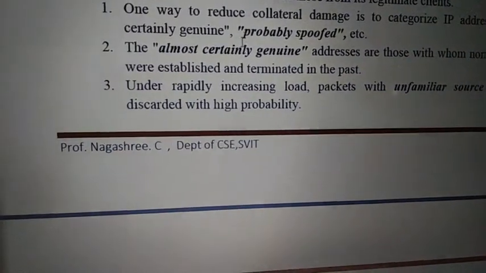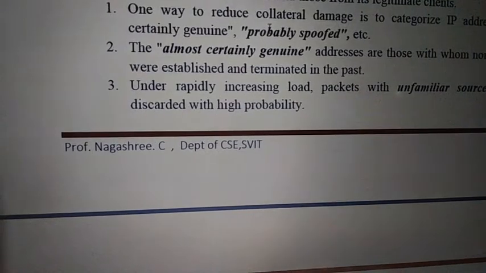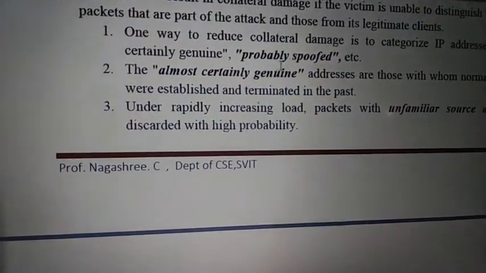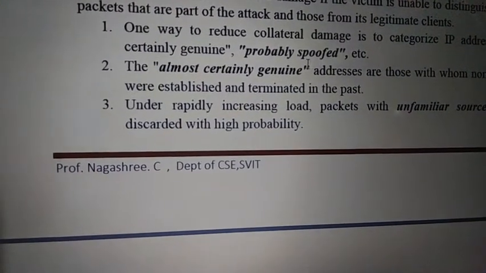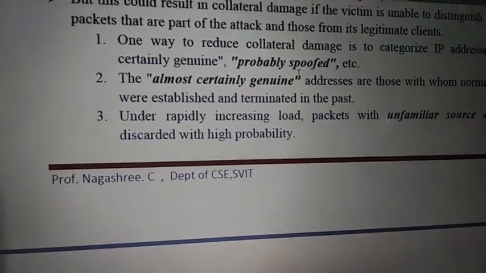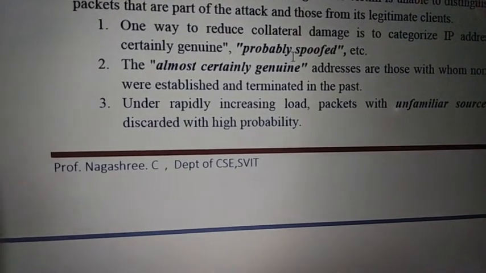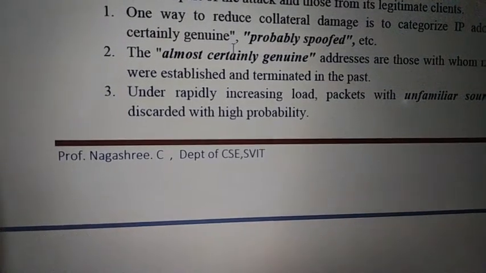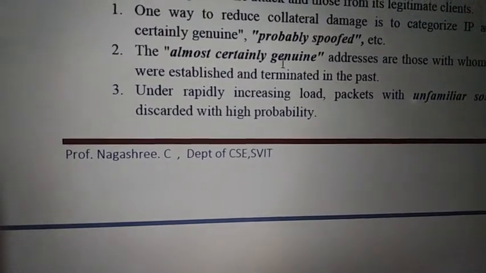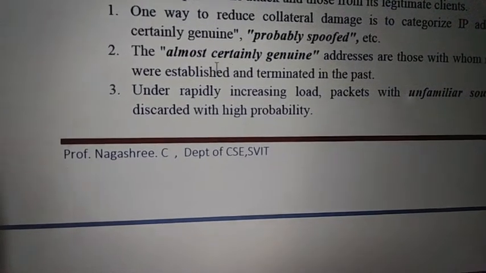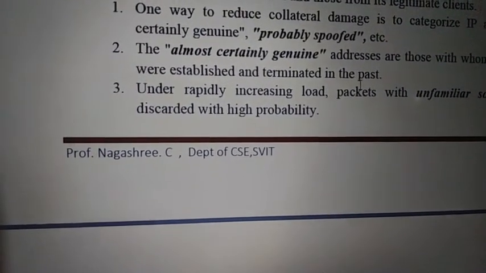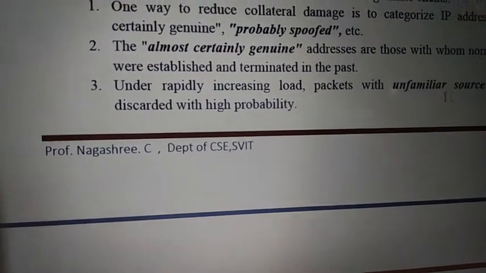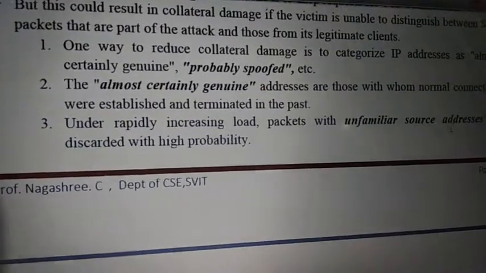To avoid this confusion, we can reduce the damage by checking the IP address, that is, whether it is a genuine IP address or probably spoofed. We studied spoofing and eavesdropping, right? An attacker in between is going to change things, so that can be identified by verifying the genuine IP address. Almost certainly genuine addresses are those with which normal connections were established and terminated in the past. Under rapidly increasing load, packets with unfamiliar source addresses are discarded.